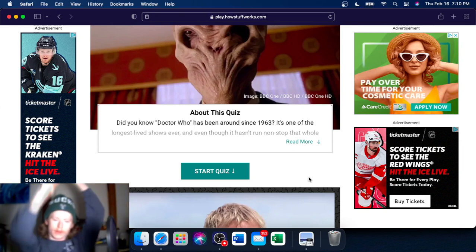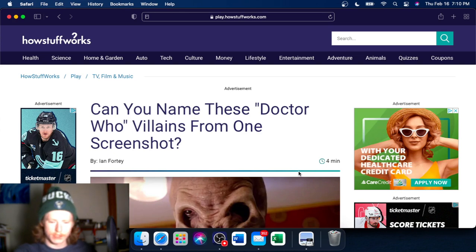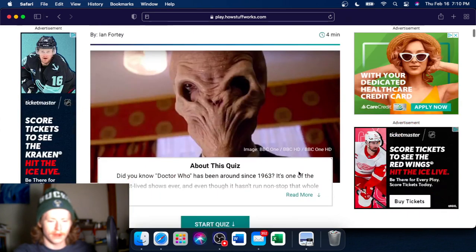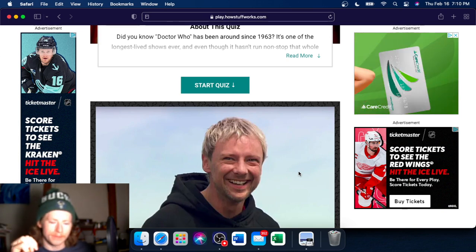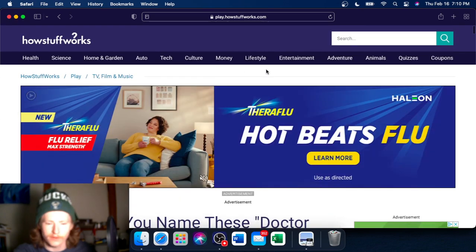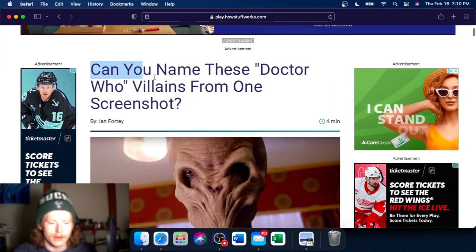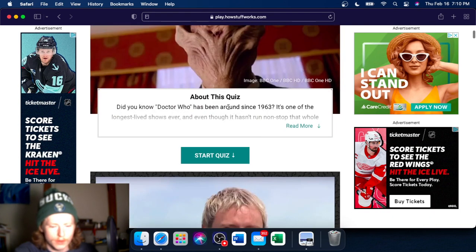Today we're going to be going over every Doctor Who villain in the new Who series, so the series since 2005. I'm pretty confident I can get every single one of these, with the exception of maybe one or two. But we are going to try. This is from a website called How Stuff Works, and the quiz title is "Can you name these Doctor Who villains from one screenshot?" So let's just go through it and see how well we do. Feel free to play along.